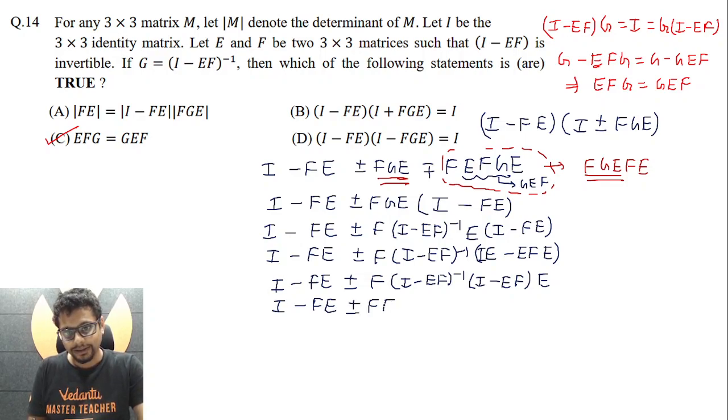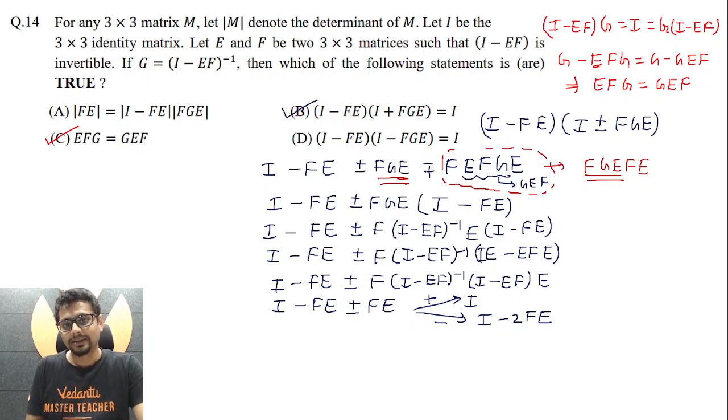So you are left with plus minus FE. So clearly we started with plus minus, so when you take plus, then you are getting the identity matrix. When you are taking minus, we are essentially getting I minus 2FE and not necessarily the identity matrix. So that essentially means B is correct. When we take plus, we get the identity matrix. However, with minus, it's not so. So B is correct. D is incorrect.